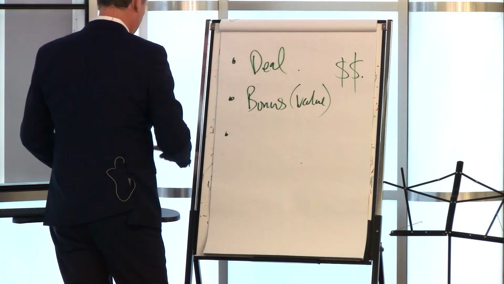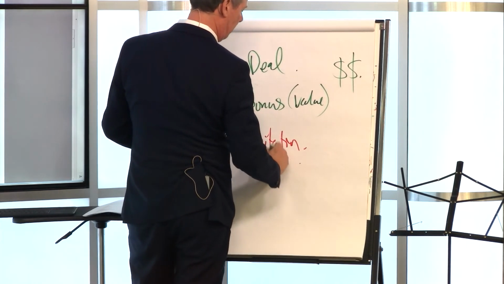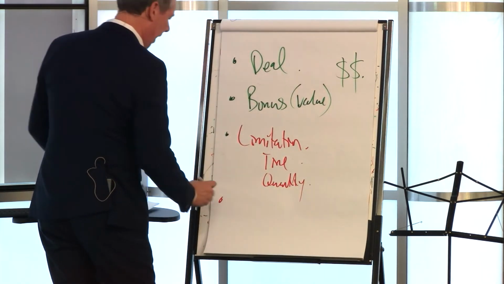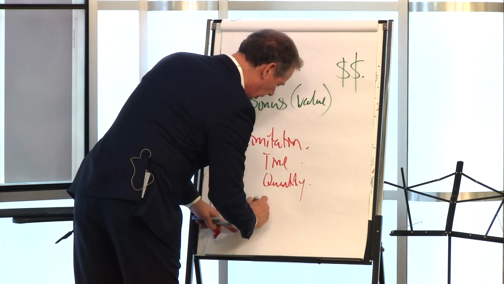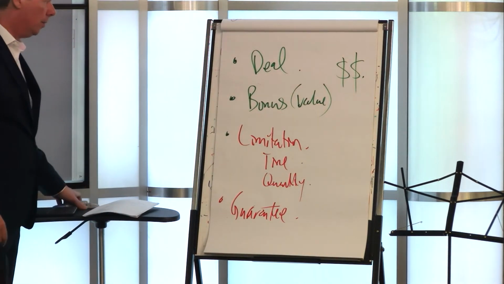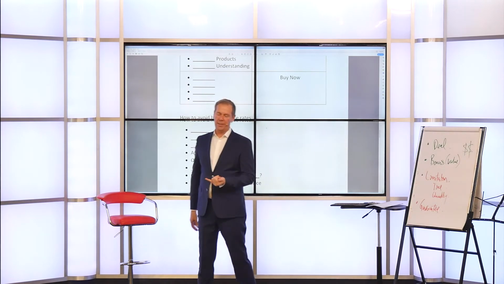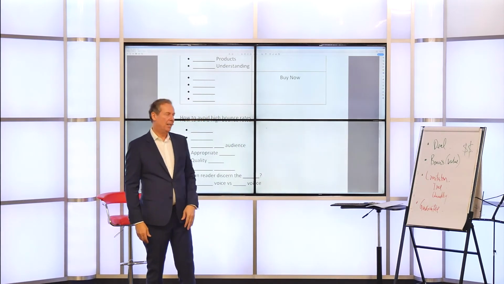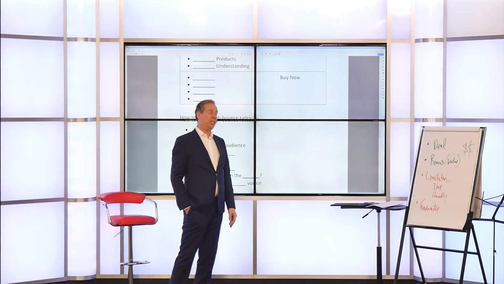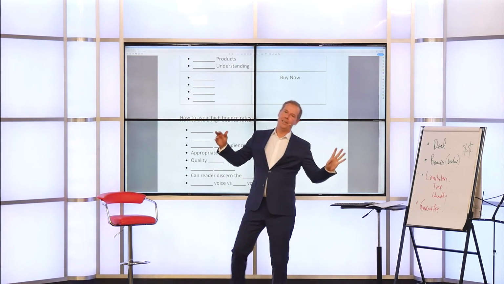Next is, how long do I have to do that? And so a limitation in terms of time and quantity. And then finally, they have to know what their risk is. So whatever the guarantee is, they have to be able to understand that as well. In addition to these 4 things, obviously they need to know what does it do, how does it work, and why do I need that? But if you want them to, after that, just go ahead and buy, you also need these 4 additional things. Deal, bonus, limitation, guarantee.